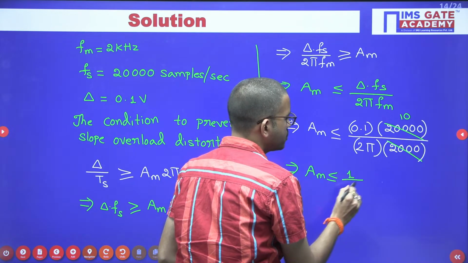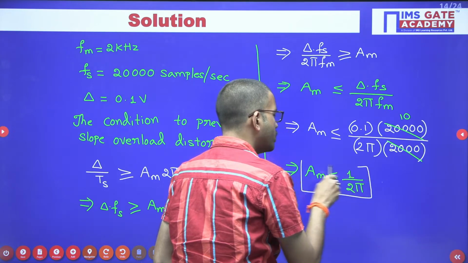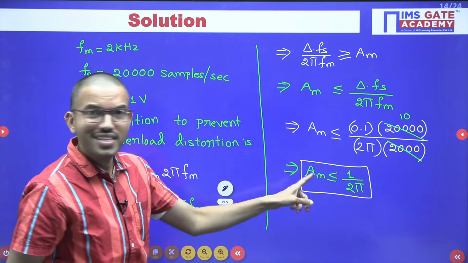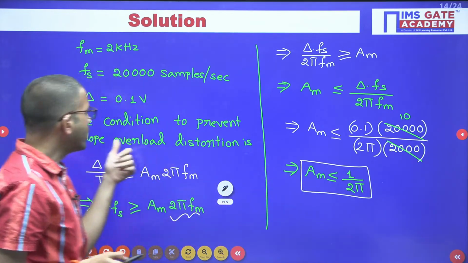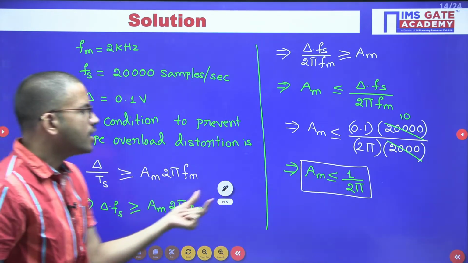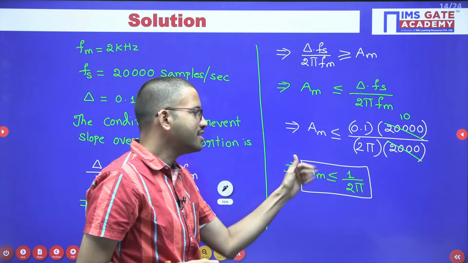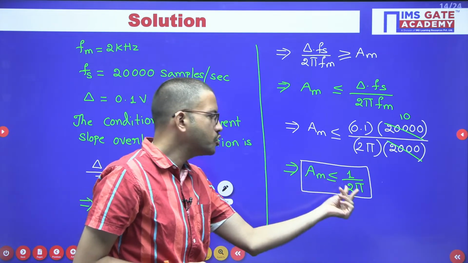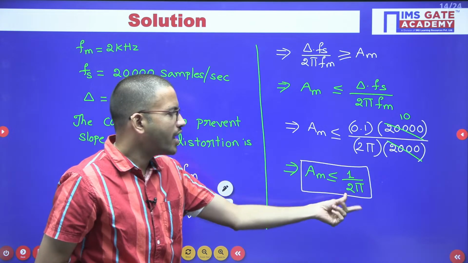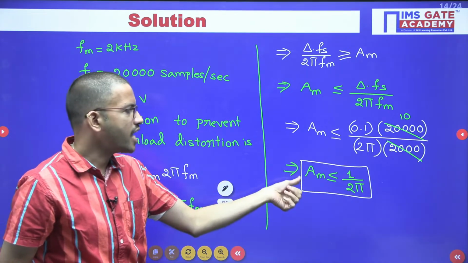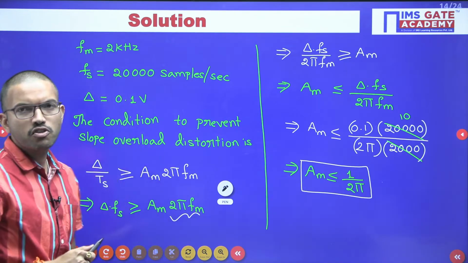So AM is less than or equal to 1 divided by 2 pi. The amplitude of the message signal should be less than or equal to 1 by 2 pi, so that we can avoid the slope overload distortion. The maximum value you can choose is 1 by 2 pi, and any value lower than this you can consider.